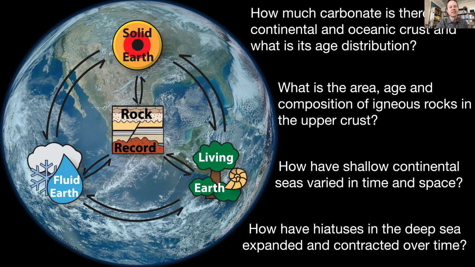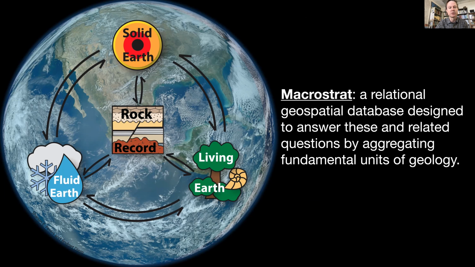These types of questions that require information on the whole scale properties of the rock record are what motivate Macrostrat. And so Macrostrat, first and foremost, is a relational geospatial database that's designed to answer these and related questions by aggregating fundamental units of geology in a comprehensive fashion. How does it do this?